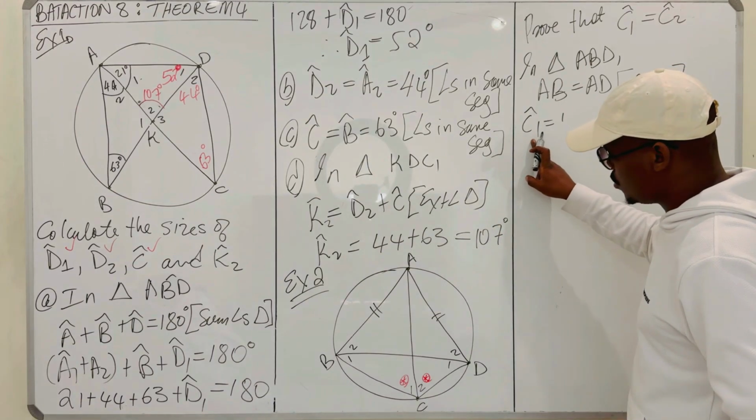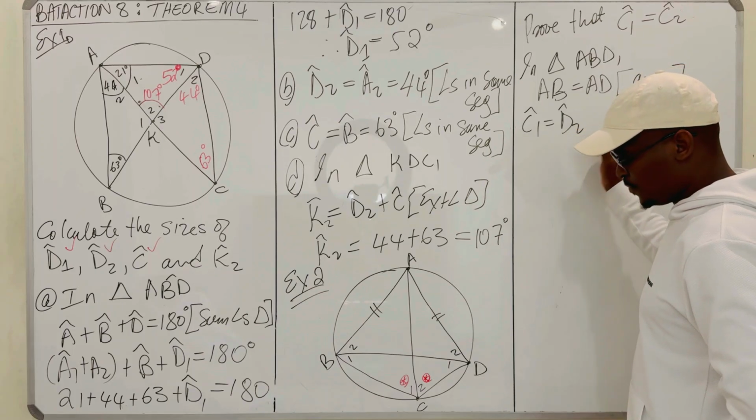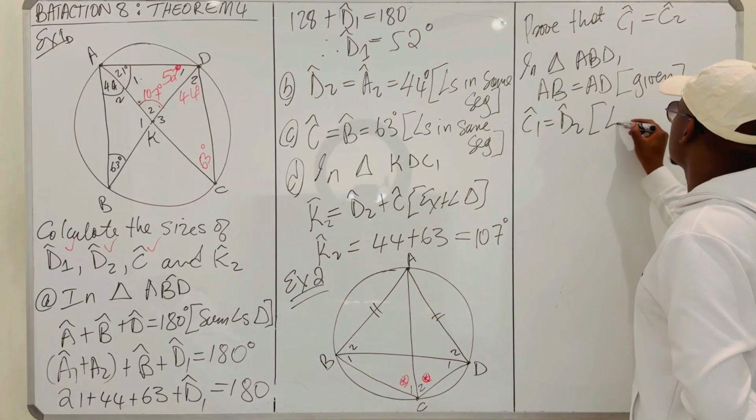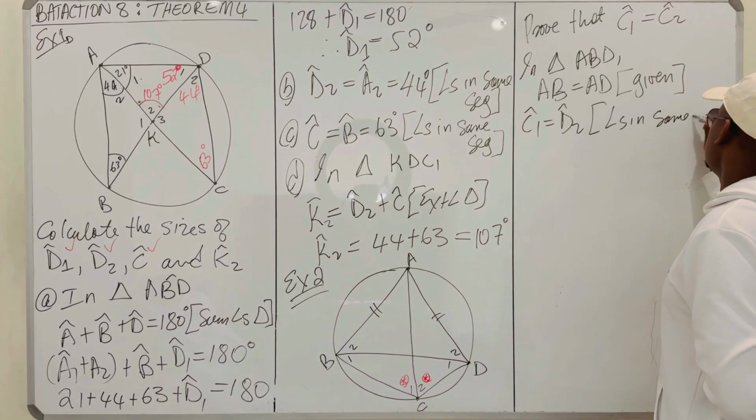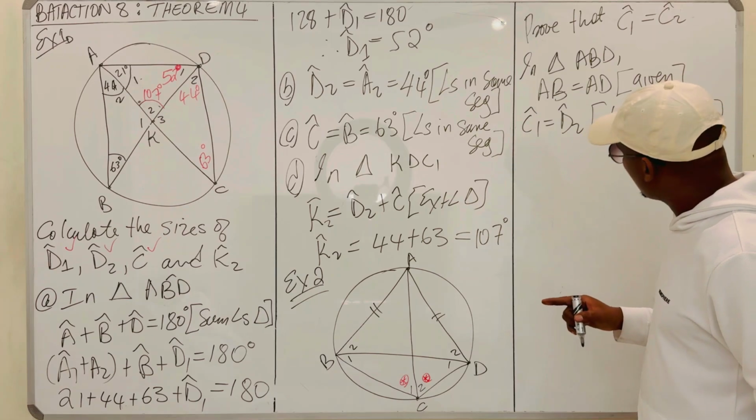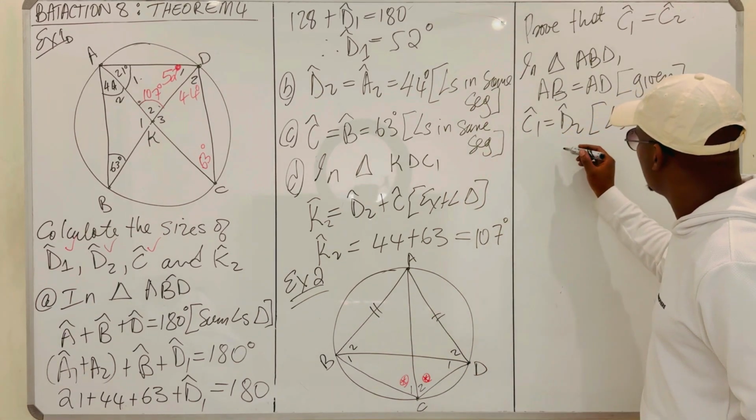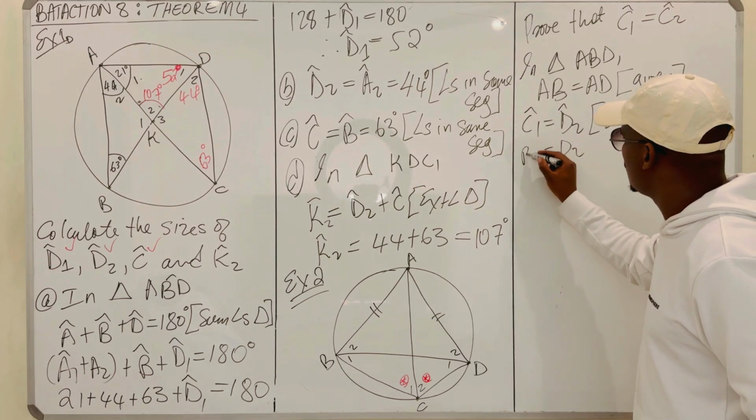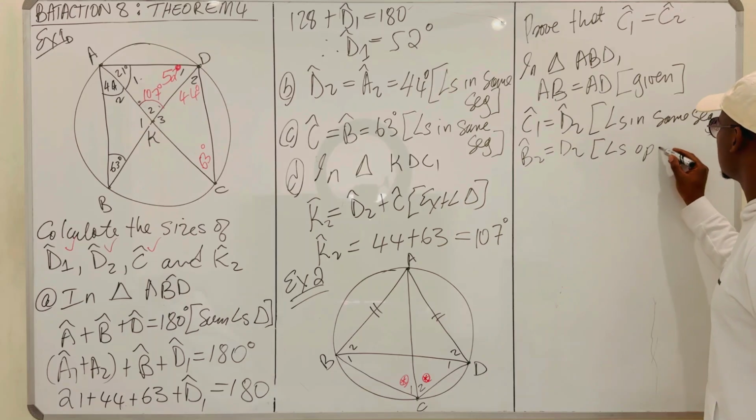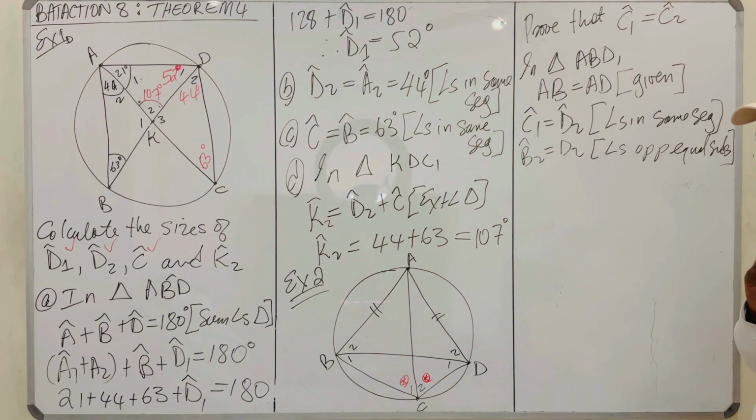C1 is equal to D2. Are you clear with that? Because these are angles in the same segment. They're both obtained by that. Then I'm going to say now D2 is equal to B2, because those are angles opposite equal sides. Are you happy now? Yes.